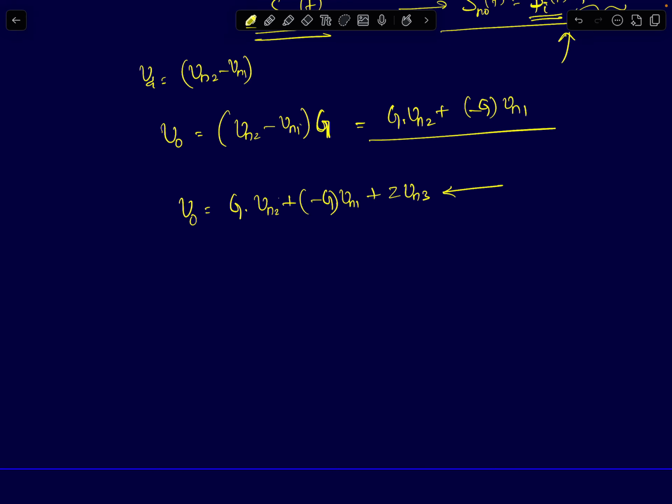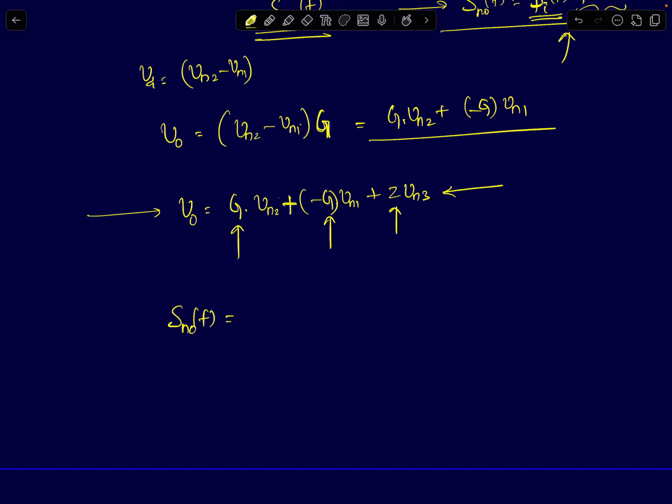From this, I know the transfer function for each noise source. The transfer function for Vn2 is plus G, for Vn1 is minus G, and for Vn3 is 2. So SNO of F, the noise spectral density at the output due to the three different noise sources, is found assuming noise is generally of 0 mean, and the noises of the three op amps are treated as uncorrelated. They are not related to each other.